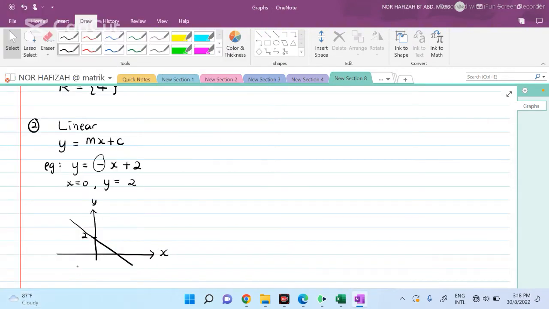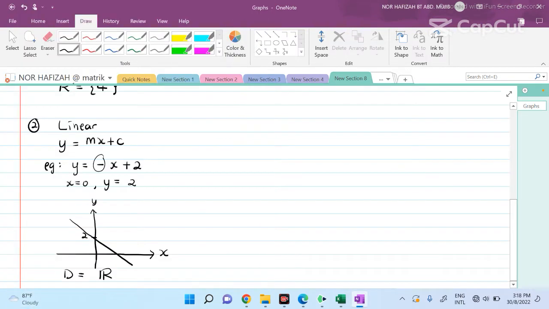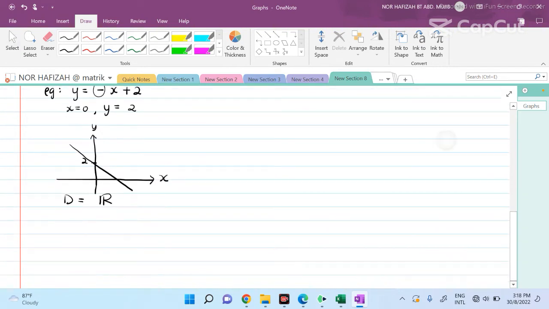Okay, done. So what is the domain? Negative infinity until infinity. So we just write all real numbers like that. Okay, what about the range?